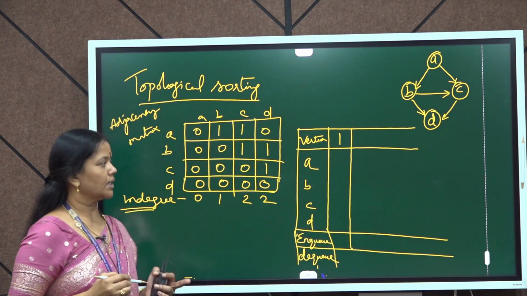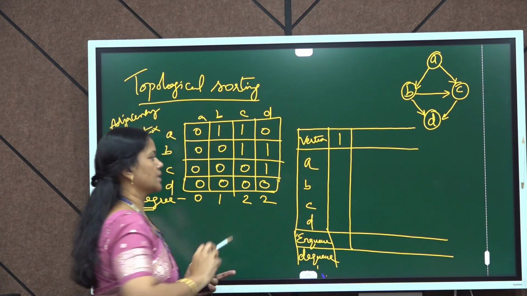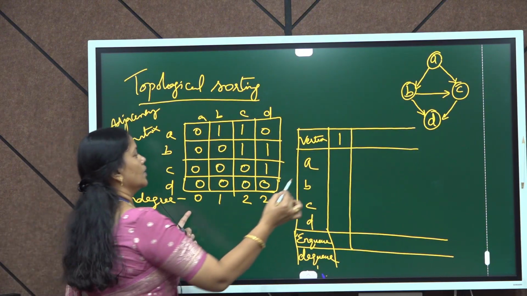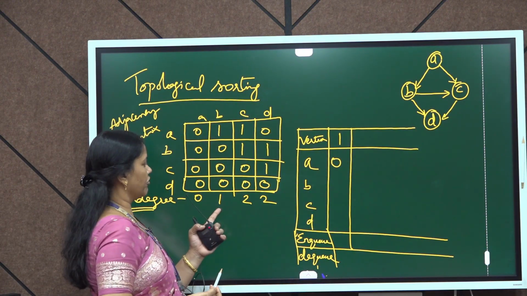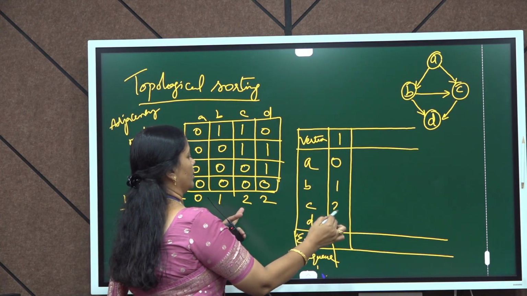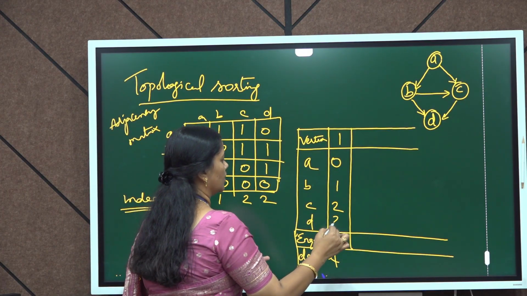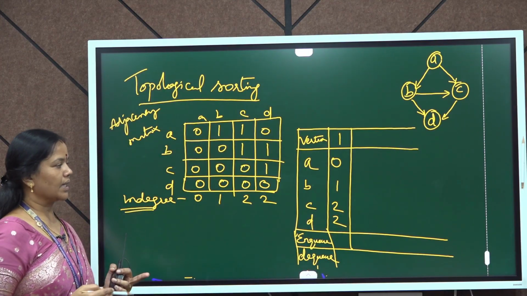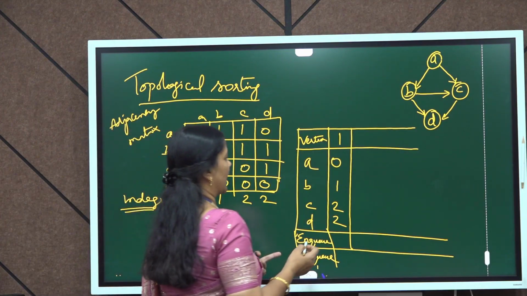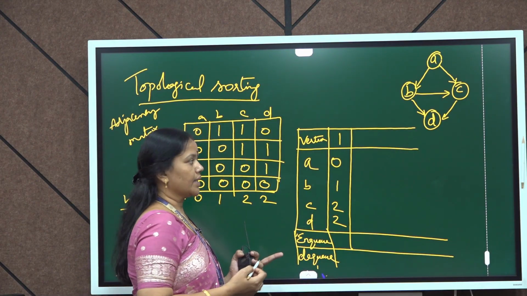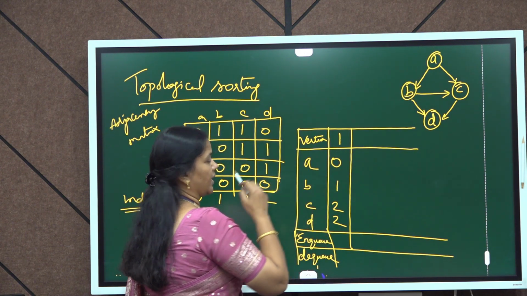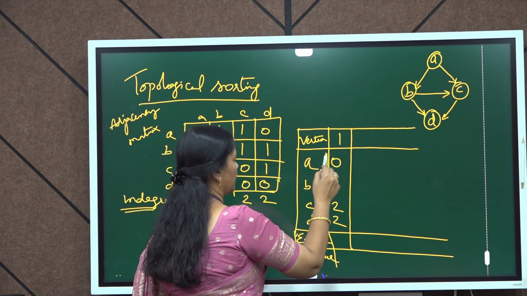As an initial step, I am going to write the in degree of all these vertices. So, what are the in degrees? The in degree of A is 0, in degree of B is 1, in degree of C is 2, in degree of D is 2. The next step is I have to find out in which vertex the in degree is 0. The 0 comes under the vertex A.